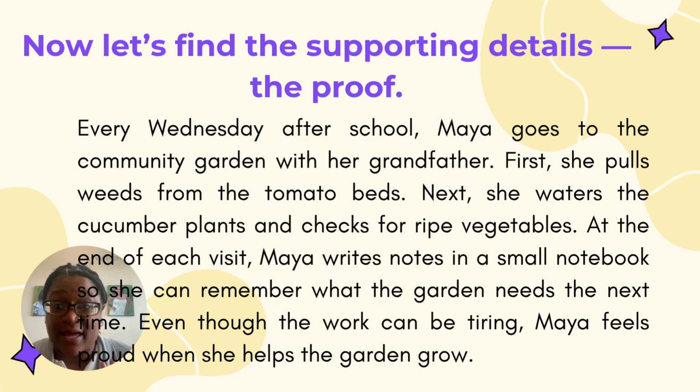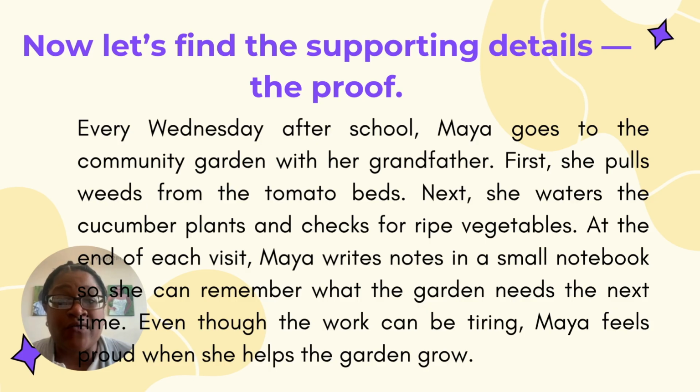So once they have identified the main idea, then you can go back to the text with your student and ask them to identify some supporting details. So I like to take this sentence by sentence. So every Wednesday after school, Maya goes to the community garden with her grandfather, is the main idea. She goes to the community garden.